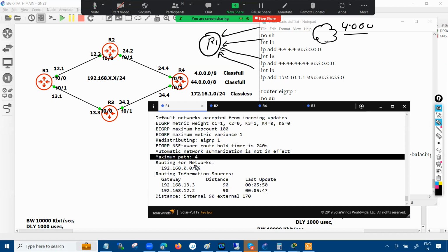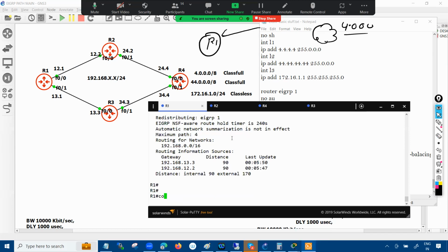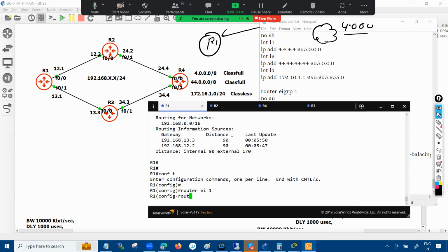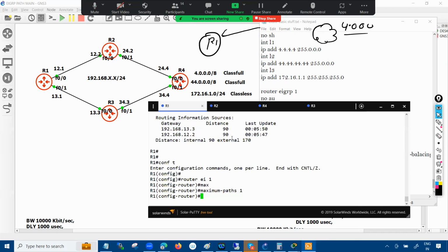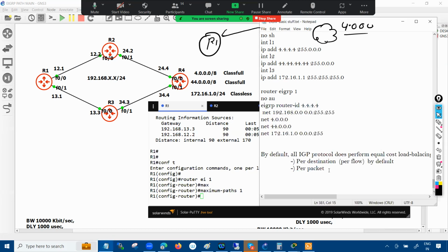But if I make this 1 over there, then what happens? It can only receive the path from the 1 way. By default right now it's 4, and that's why I can get the route from the 2 different ways. That's fine, up to 4 is allowed. But if I make this 1, it means that you are disabling the equal cost load balancing.